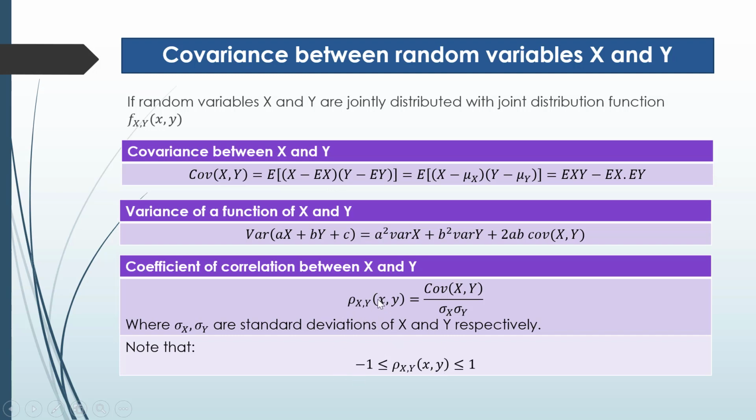If the correlation coefficient is close to 1, then x and y have a strong positive linear relationship. If the correlation coefficient is close to -1, then x and y have a strong negative linear relationship. If the coefficient of correlation between x and y is close to 0, then x and y have a very weak linear relation.